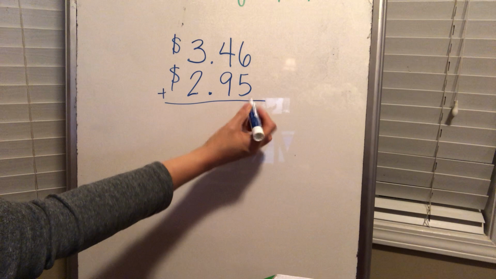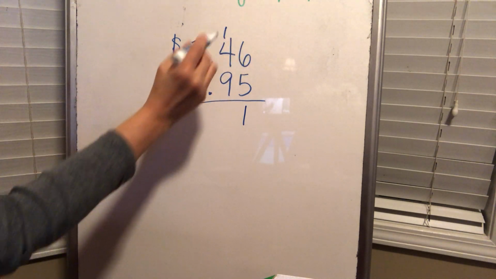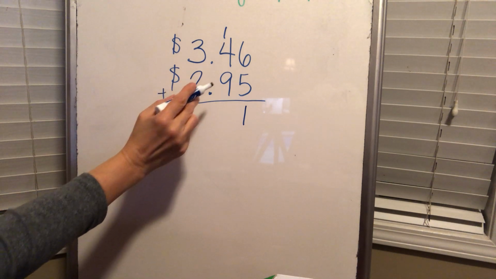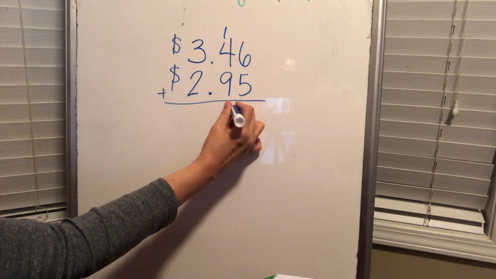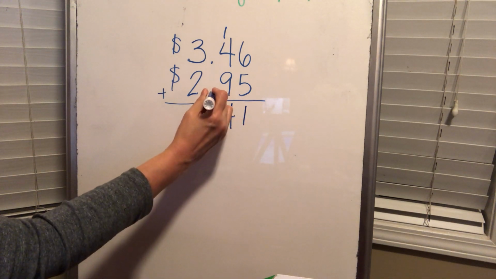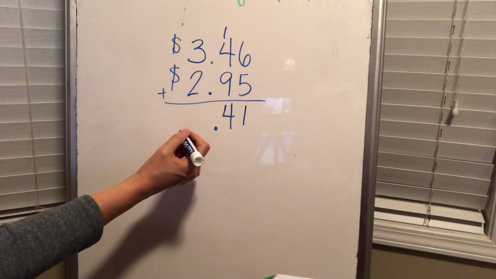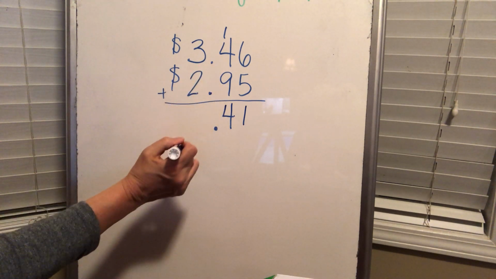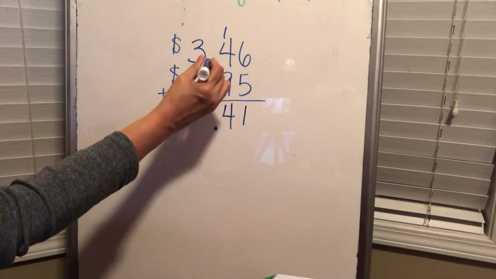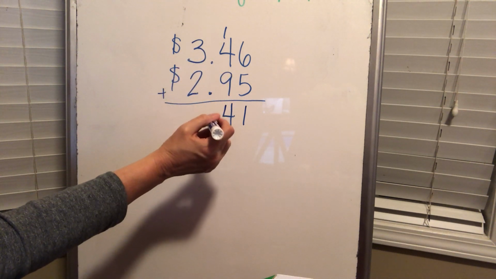So let's go ahead and do this. 6 plus 5, of course, is 11. Carry that 1. 1 plus 4 is 5. 5 plus 9 is 14. Put that 1 there. As you're going, go ahead and bring that decimal point right down. We don't want to forget that when we're adding and subtracting money. It's easy sometimes to forget to bring that decimal point down, but you want the decimal point to line up right in the same column as the ones above it.